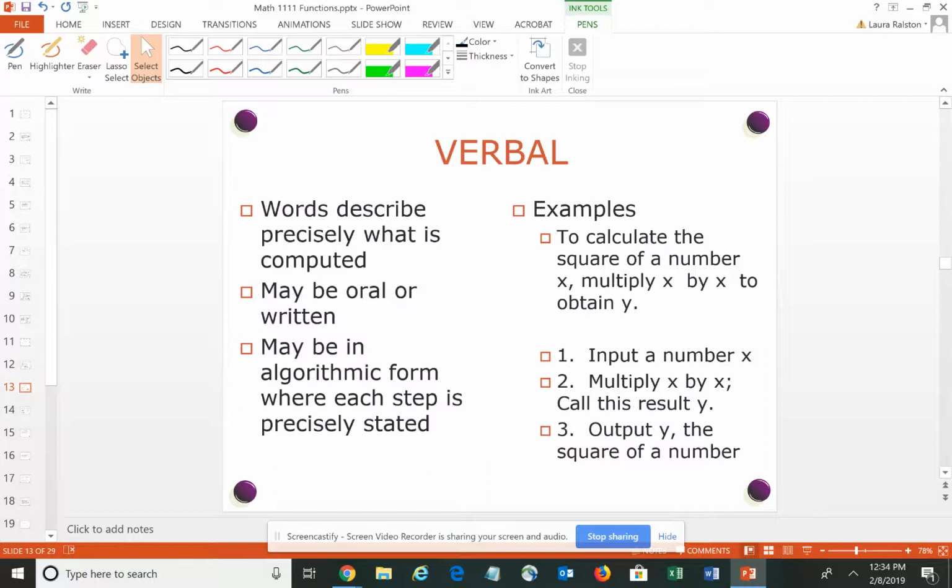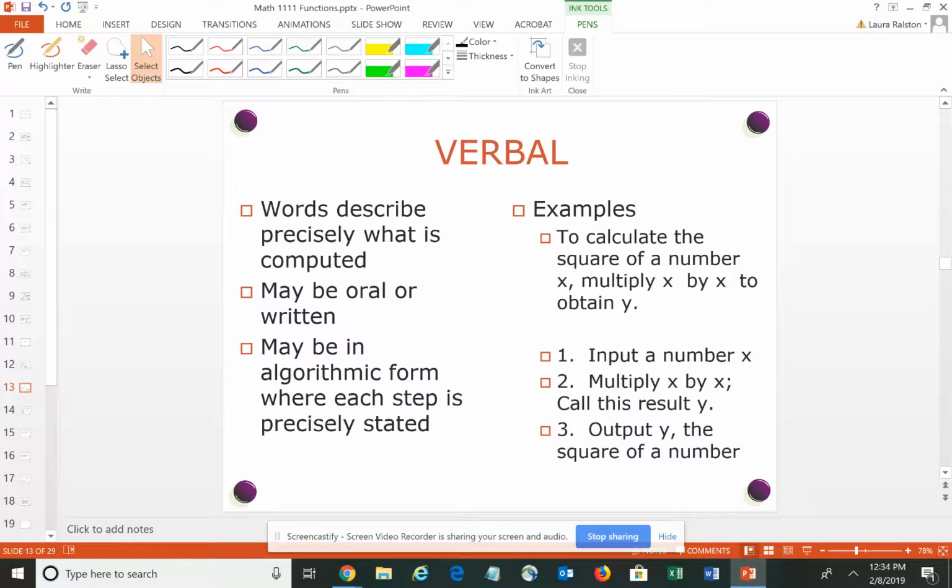So for example, using our example of squaring a number, we could just write a good old everyday sentence to calculate the square of a number. So I tell you what I'm going to do, and then I tell you how to do it. Multiply x by x to obtain y. Okay, so you can just write a complete sentence. Again, you tell me what you're doing and how you're going to do it. To calculate the square of a number x, multiply x by x to obtain y.